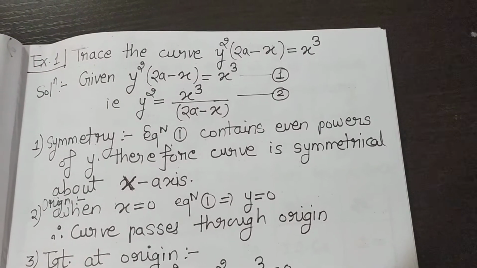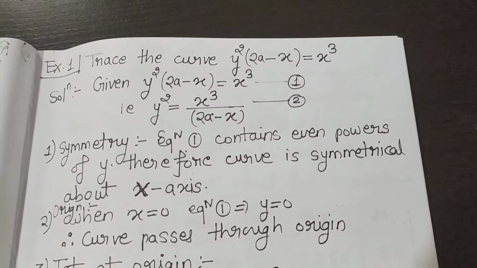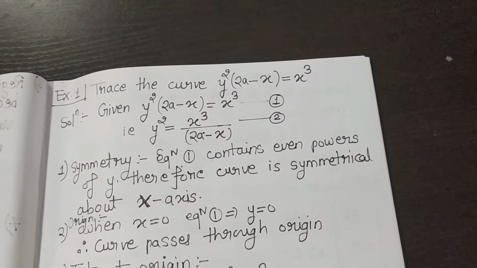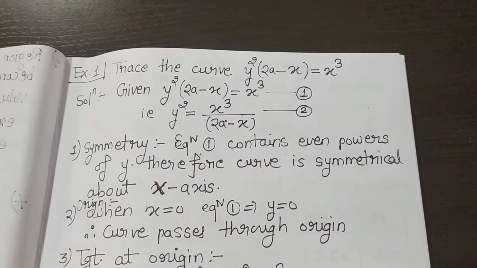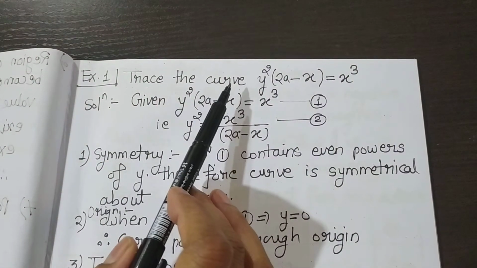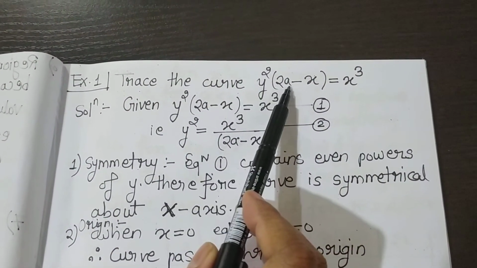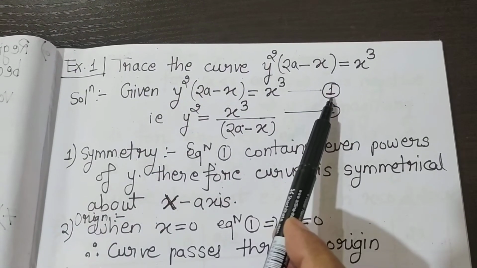Greeting of the day. Today I shall discuss how to solve the problem using the various procedures for tracing Cartesian curves. The example is: trace the curve y square into 2a minus x is equal to x cube. This is the given equation.